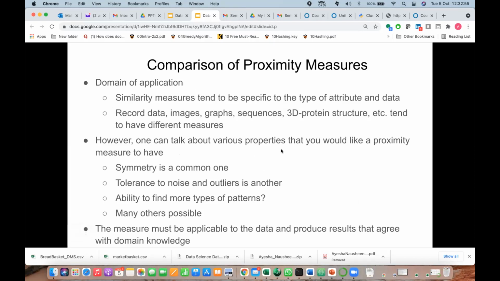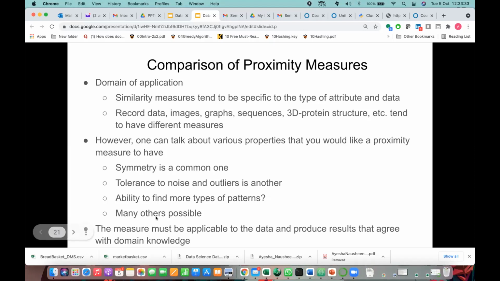However, one can talk about various properties that you would like a proximity measure to have. Symmetry is a common one. So if you get a distance between x and y, then the y and x distance should be the same. Tolerance to noise and outliers is another. Tolerance means: if two outliers come, will your measure change drastically? If it doesn't change drastically, it is called tolerance. Ability to find more types of patterns: by using that particular measure, can you find more patterns in the data?